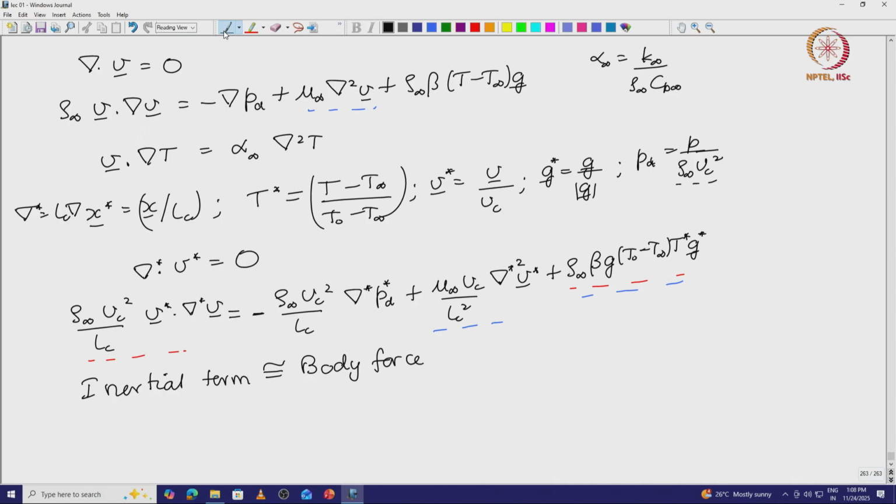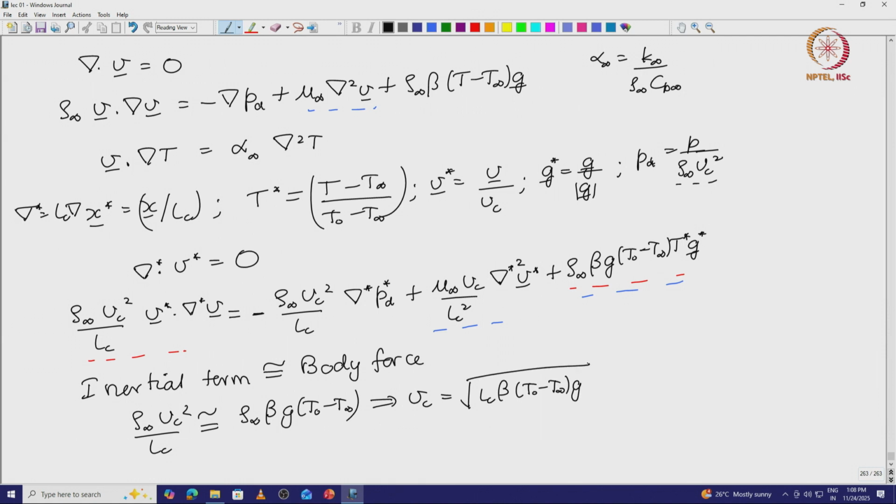So, I get rho infinity Vc square by Lc, balanced against rho infinity beta g into T naught minus T infinity. And comparing these two, I will get the characteristic velocity is equal to root of Lc beta into T naught minus T infinity times g. This is the characteristic velocity that we get by balancing the body force and the inertial terms.